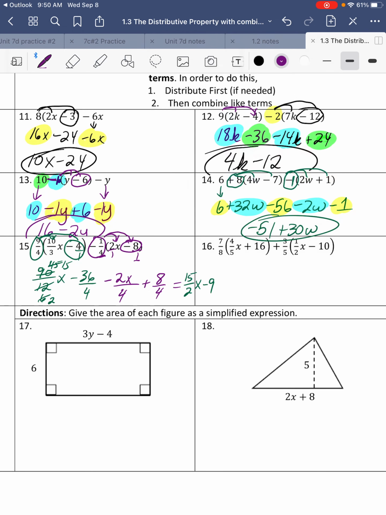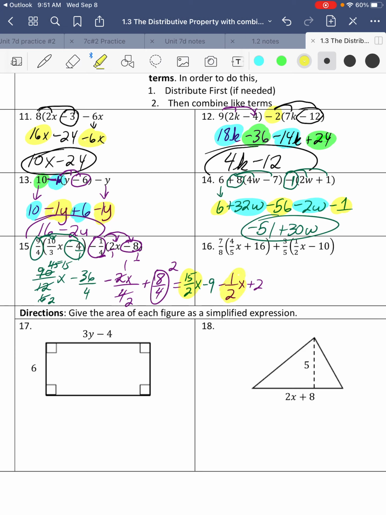Minus, so now I'm in purple, 2 over 4 reduces down by dividing numerator and denominator by 2, so -1/2 x, or -1x over 2. And 8 divided by 4 is 2. This reduces down to 2, so plus 2. All right, let's get our like terms together now.